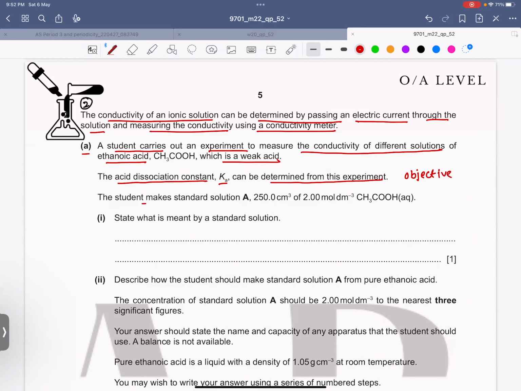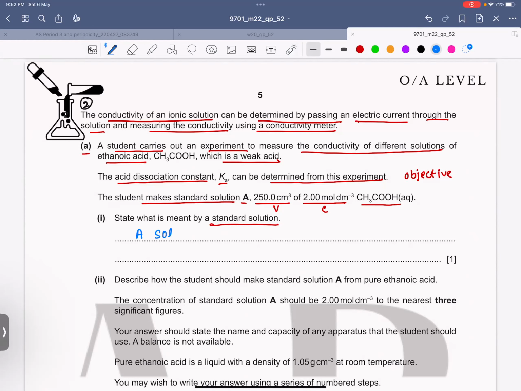The student makes a standard solution A, 250 cm cube volume of 2 mol per dm cube concentration of ethanoic acid. What is meant by standard solution? So a standard solution is a solution of any substance whose concentration is known, and it is always considered a standard solution. Okay.